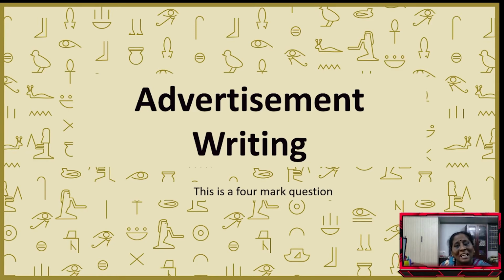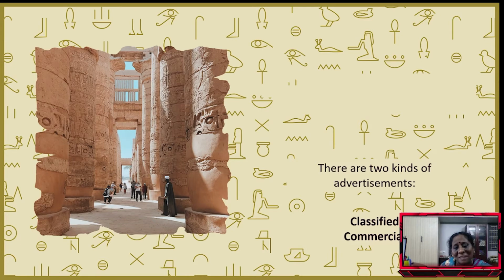Now, there are two kinds of advertisement. The advertisements are of two types. One is classified, another one is commercial. So we are first going to see the classified advertisements. Classified advertisements you will come across in the columns of newspapers and magazines.